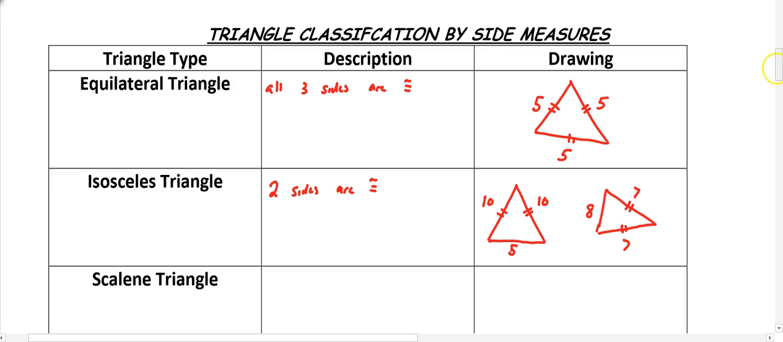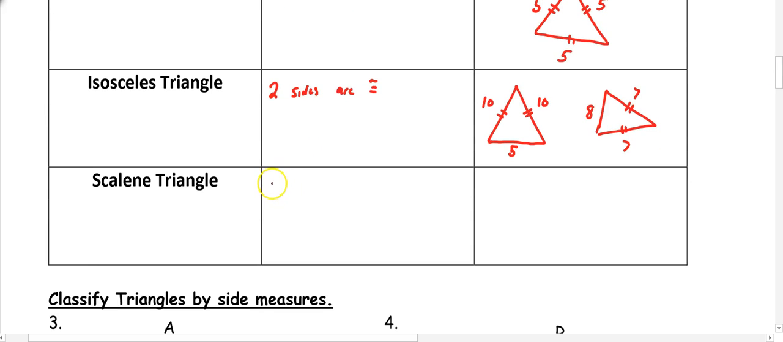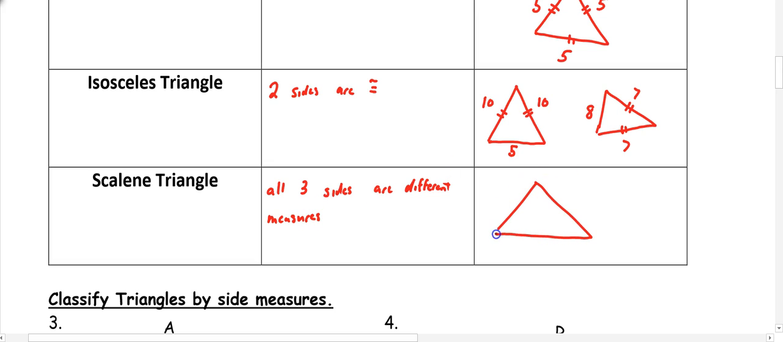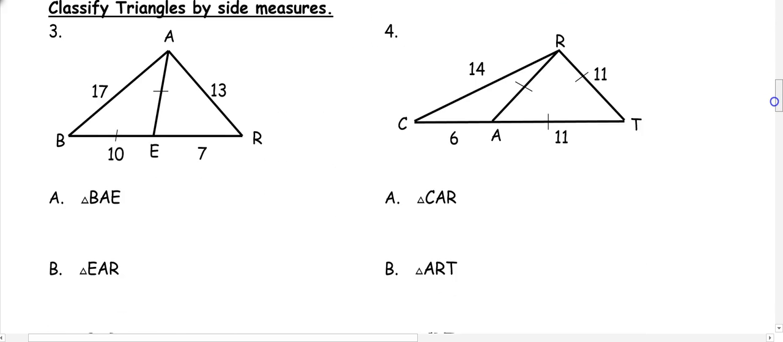an isosceles triangle. And then our last type of triangle is a scalene triangle, where all three sides are different measures. So for example, I might have a triangle that's 4, 6, and 9. So let's classify the triangles by side measure.